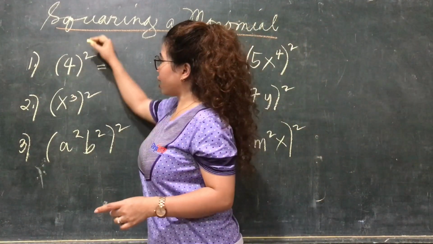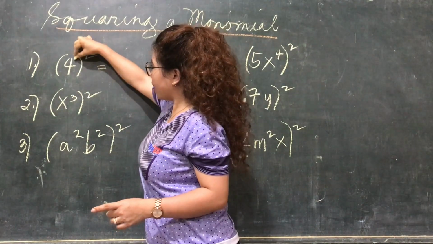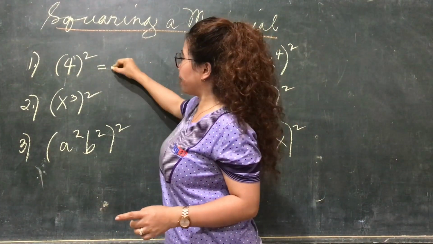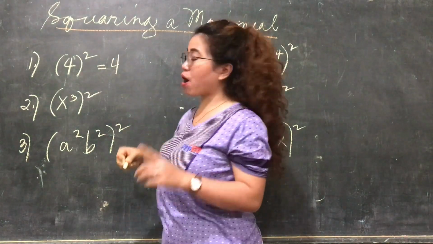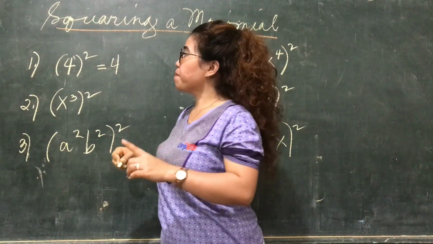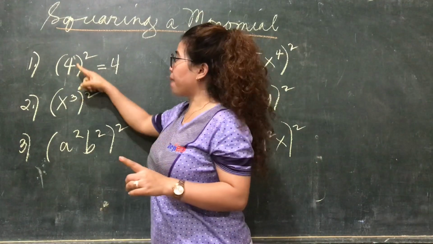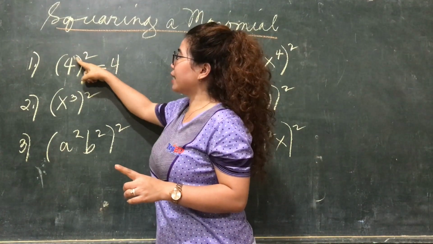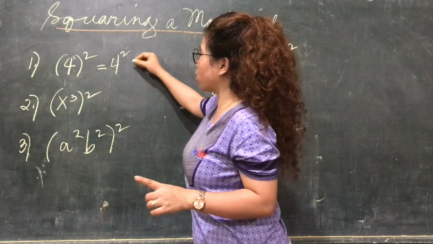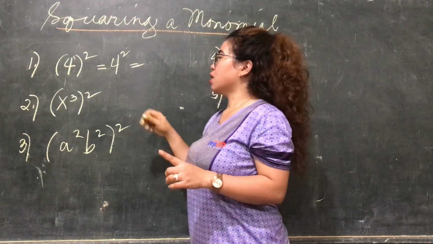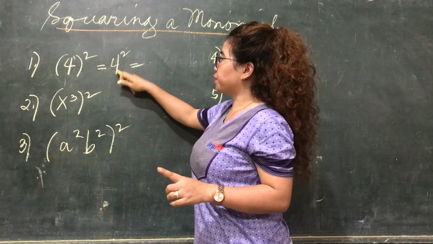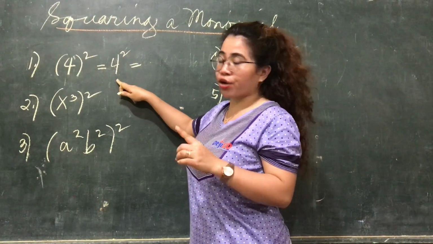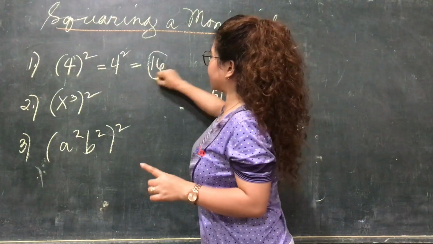Or, the base is 4 and the power is 1. So, you just copy the base, and the power, you multiply it by the outside power. 1 times 2, you have 2. So equals, 4 to the power of 2, that is 4 times 4. And the answer is 16.